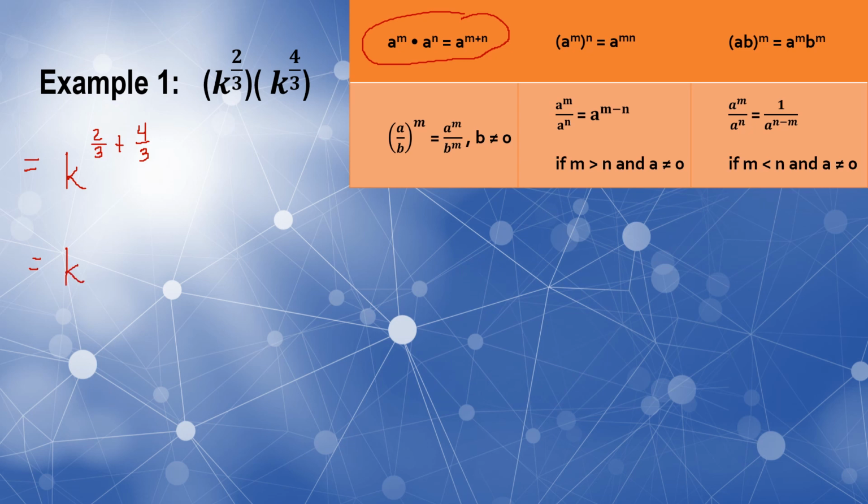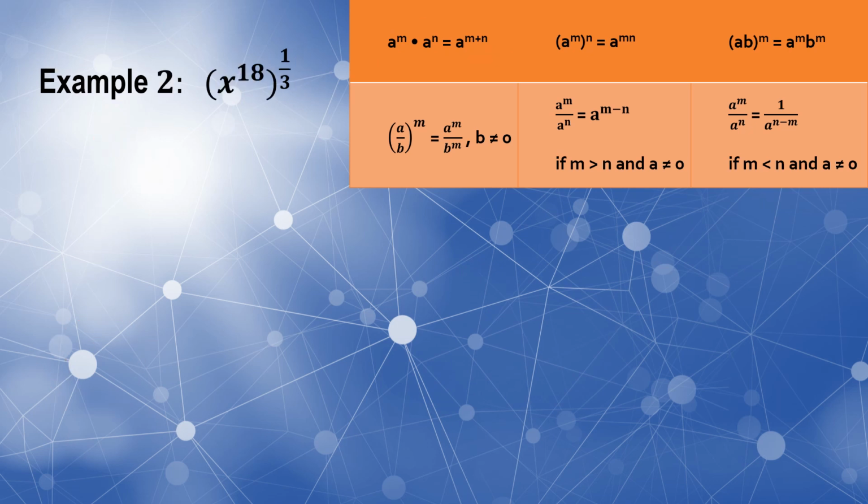2/3 and 4/3 are similar fractions. In adding similar fractions, we simply add the numerators and then copy the denominator. So 2 plus 4 is equal to 6. Copy the denominator, so we have 6/3. Simplify. Therefore, we have k raised to 6 over 3, or 6/3 is equal to 2. Therefore, we have k raised to the second power.